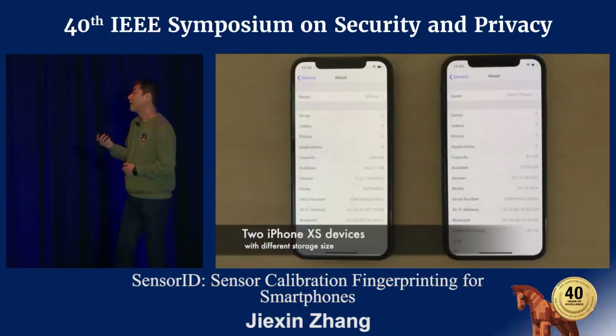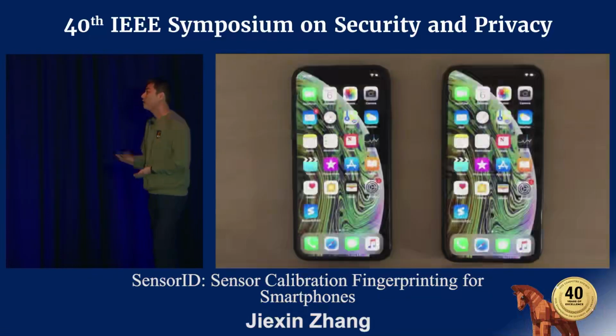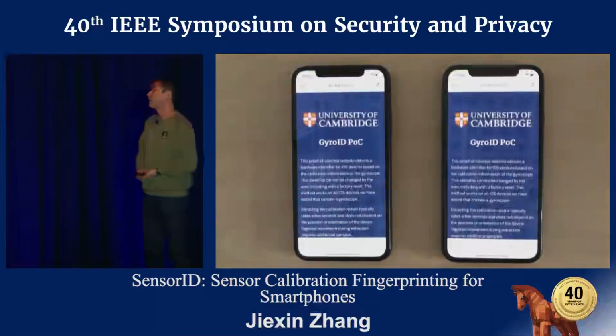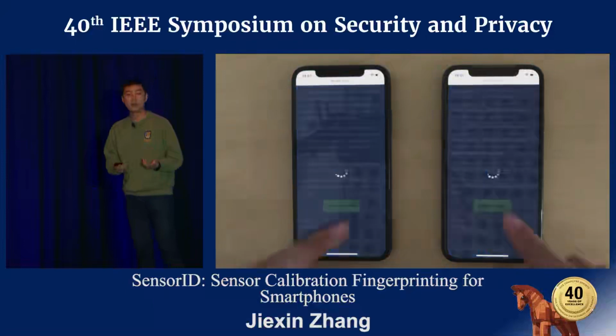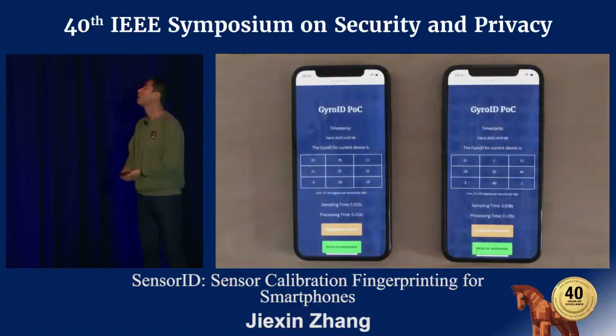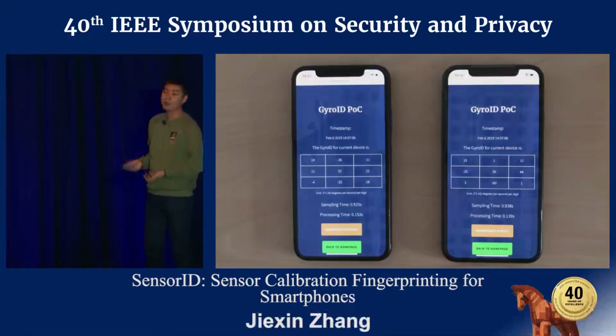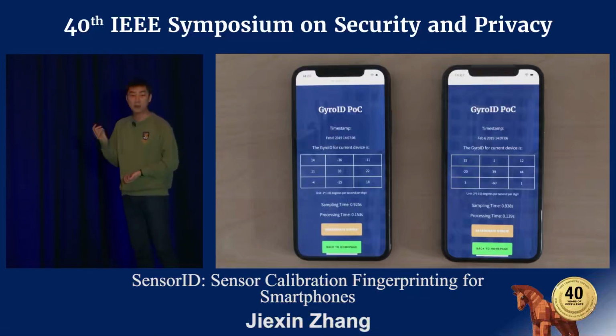And here's a demo of the attack. Here we have two iPhone XS devices on the desk, and this website generates the calibration fingerprint of the gyroscope for each device. As you can see here, these two iPhone XS devices have different fingerprints, each of which is a 3x3 matrix.